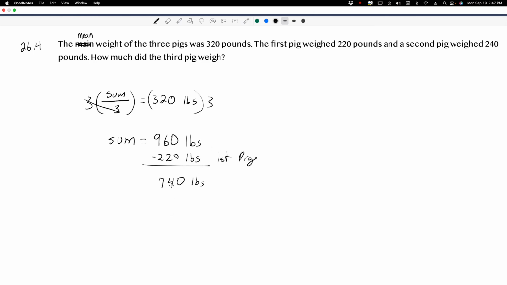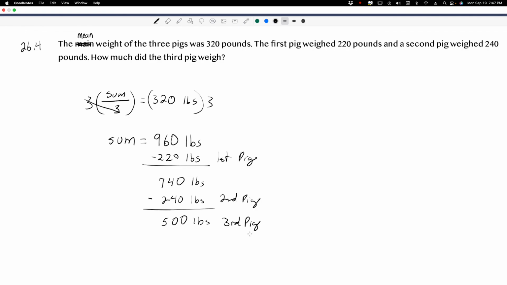And that's going to be 0, 0. Oh my goodness. 500 pounds is the weight of the third pig. That is one big pig. He makes 2 of the other pigs. He's bigger than both of them added together. Oh my goodness. That is how we would work that problem.